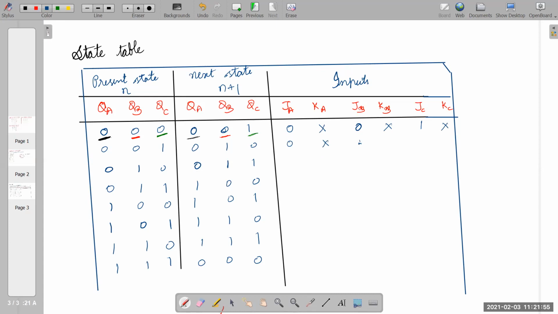Don't care, 1 don't care. Yes, one girl student says yes, let her answer. Don't care 1. Yes, here 0 and don't care. 0 don't care, good. Here don't care and 0. Don't care 0, 0 fine. Here. 1 don't care. Here. 1 don't care.